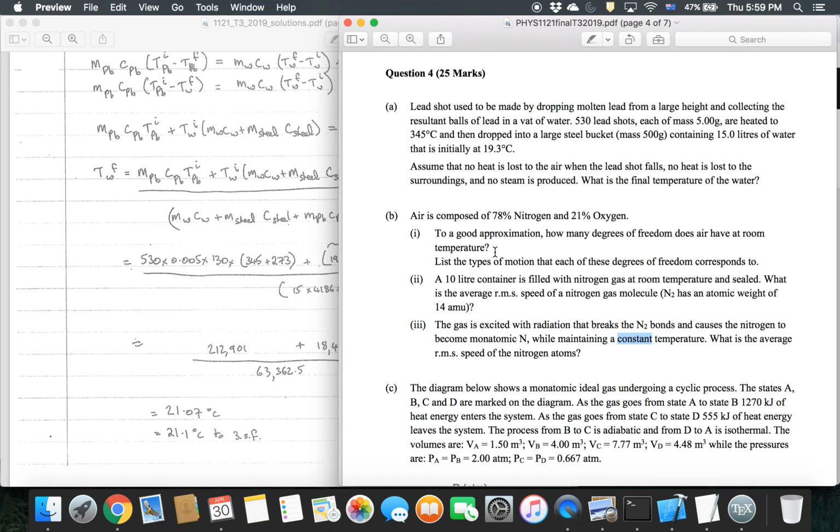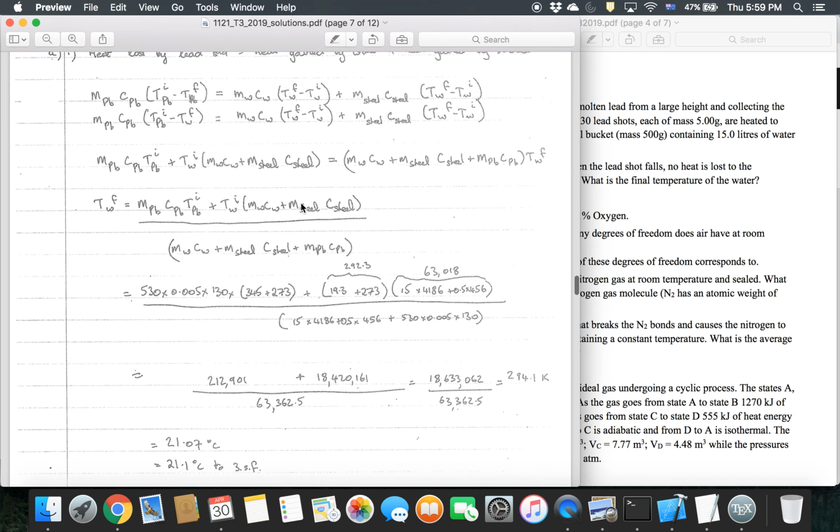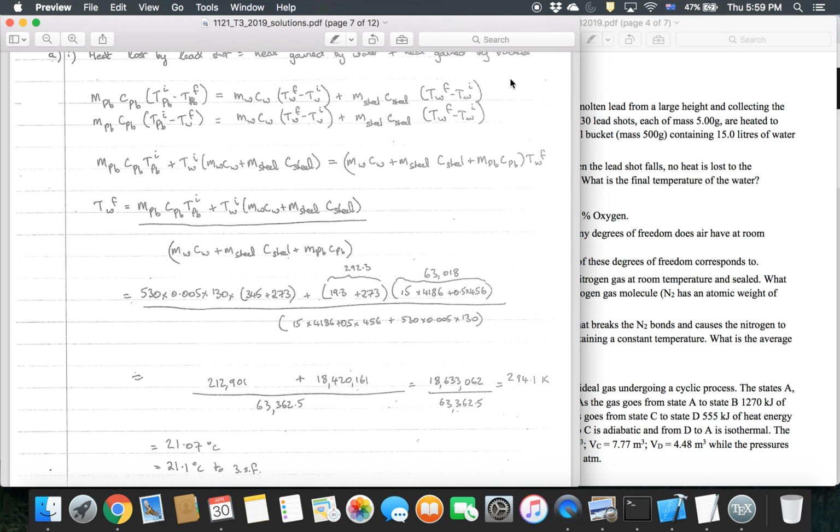Nothing too special about the rest of this question. You just got to know how to set up this first line and understand physically that the final temperature should be the same. Besides that, everything else is just math.